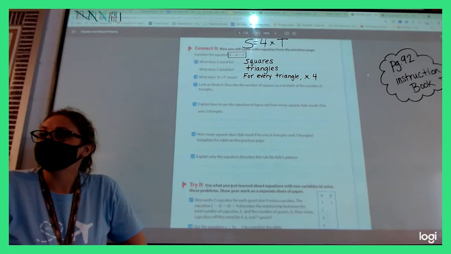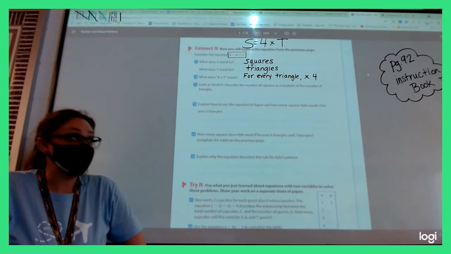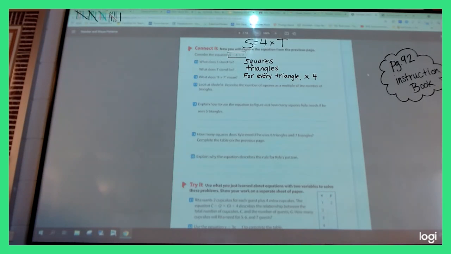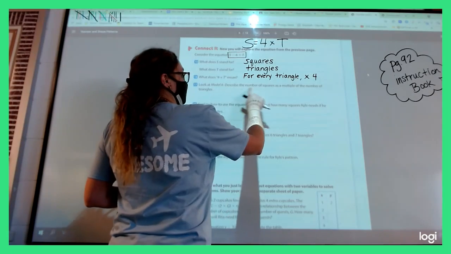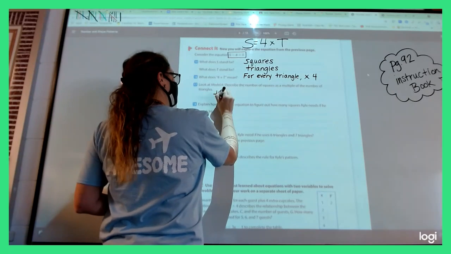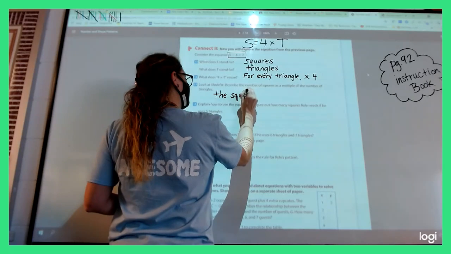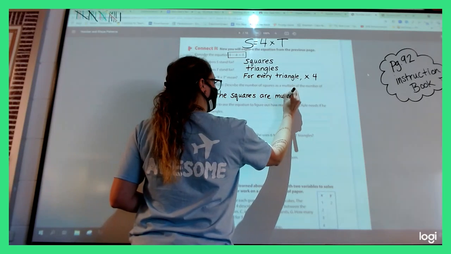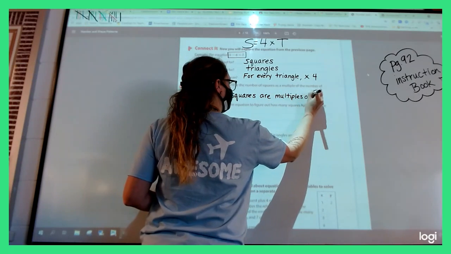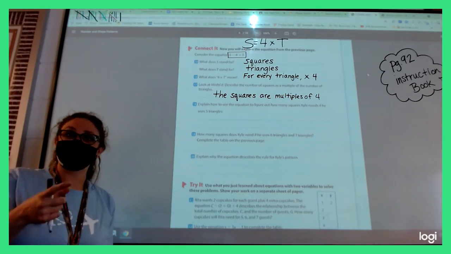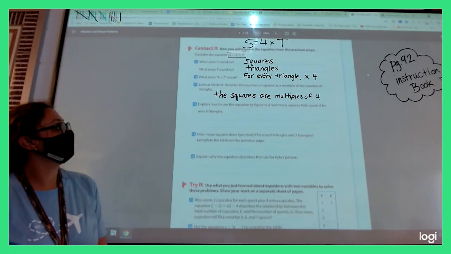It's basically multiples of 4 on each number of squares. It is. And if we looked at that chart before, mine's gone now, but it said on your square side, 4, 8, 12, 16, 20. We just kept going in multiples of 4. So describe the number of squares as a multiple of the number of triangles. The squares are multiples of 4. Because we are chunking them in groups of 4, every triangle we have 4 more. So we're adding on 4 more, which is multiples of 4.